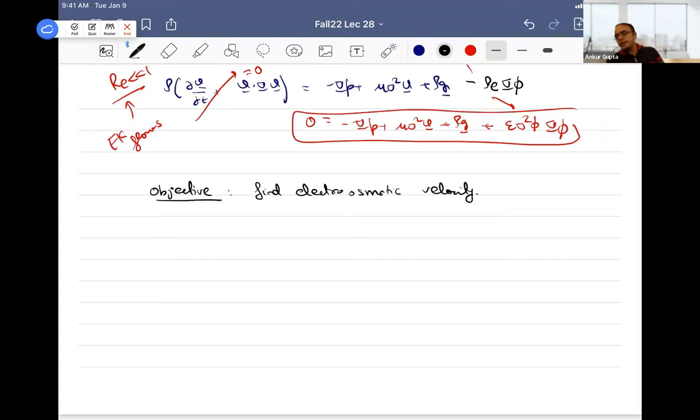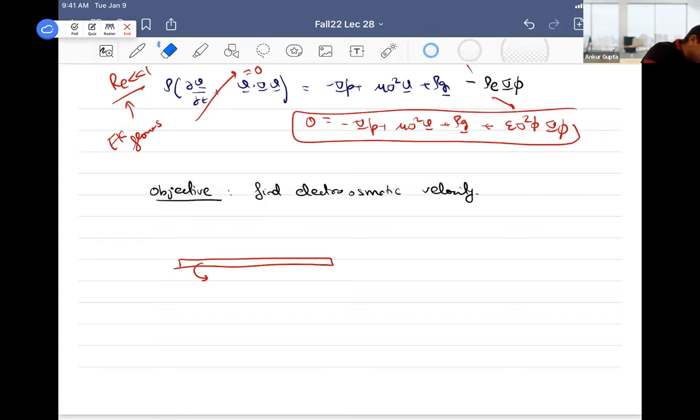Okay. And what we are really doing here is we are saying that we have a flat plate with some potential, the zeta potential. I'll describe what the zeta potential is in a second. Then we're applying some electric field Ex in the x direction.